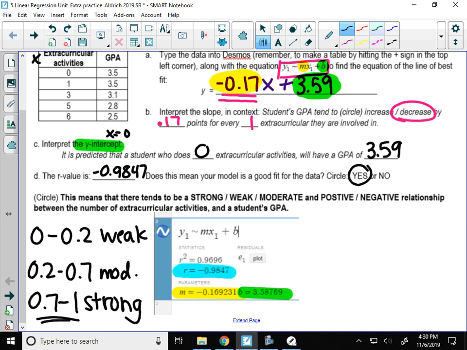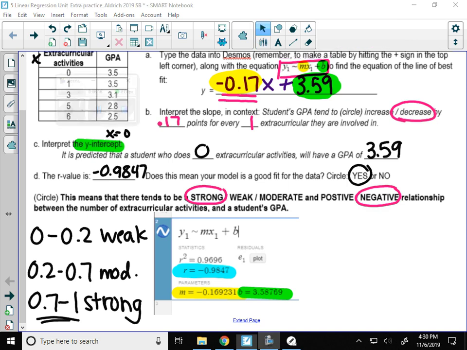Because it's strong, we can answer the next part. This means there tends to be a strong, and it's a negative r value, so a strong and negative relationship between the number of extracurricular activities and a student's GPA. We will spend more time on this skill with Desmos on Monday, but hopefully that refreshes your memory a little bit, and then you can go ahead and do the rest of the multiple choice that's on the practice here.